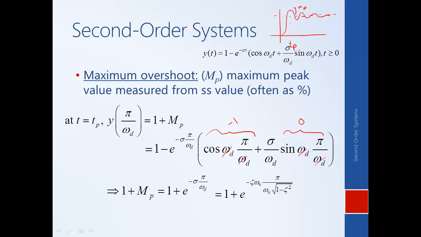So going further, substituting in values for sigma and omega d, where sigma is zeta times omega n, and omega d is omega n times the square root of the quantity 1 minus zeta squared. The omega n's cancel. We have a 1 on the left-hand side and a 1 on the right-hand side, so we can subtract through by those 1s to get an expression for Mp all by itself. We get that Mp is equal to e to the minus zeta pi divided by the square root of 1 minus zeta squared. An interesting thing to note is that the overshoot depends on only zeta. The only parameter of the second order system that the overshoot depends on is the damping ratio zeta.